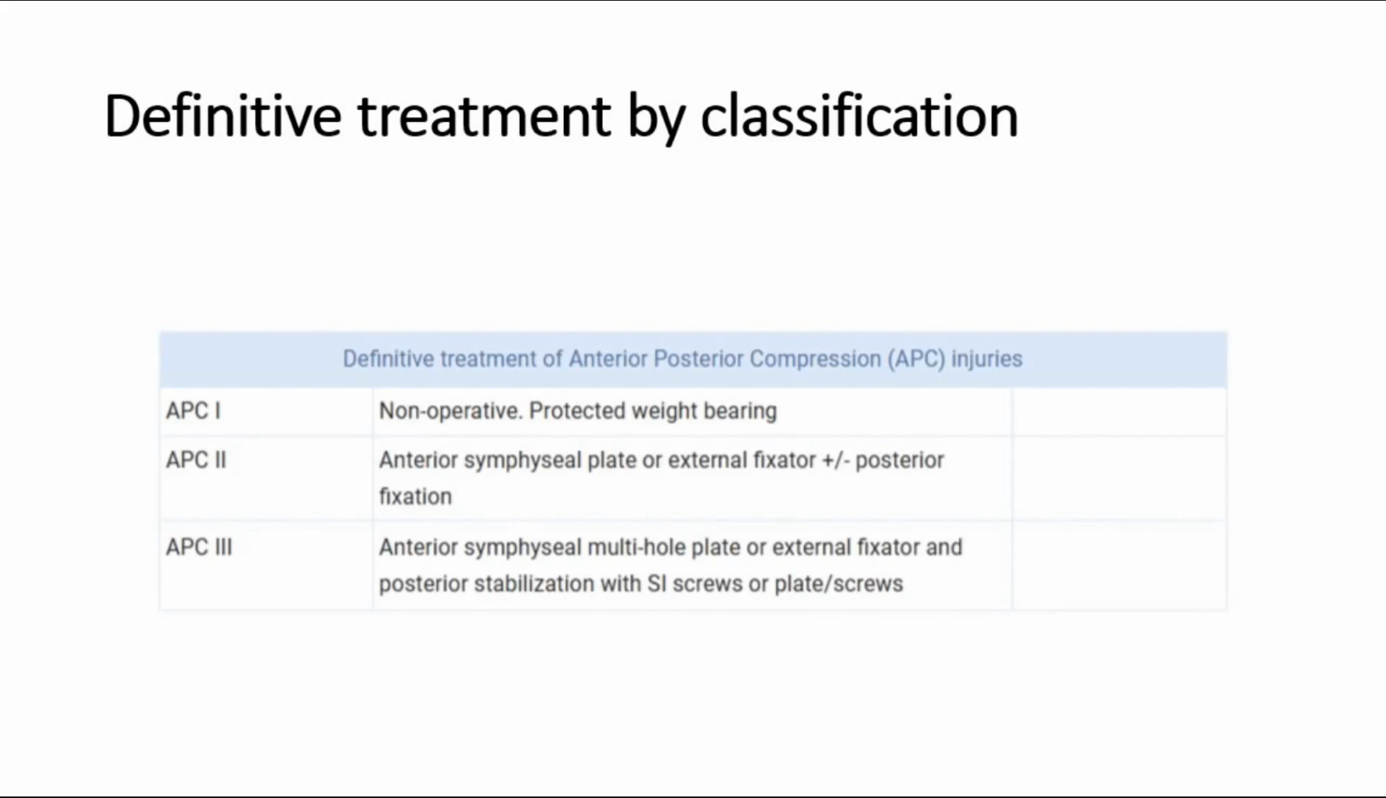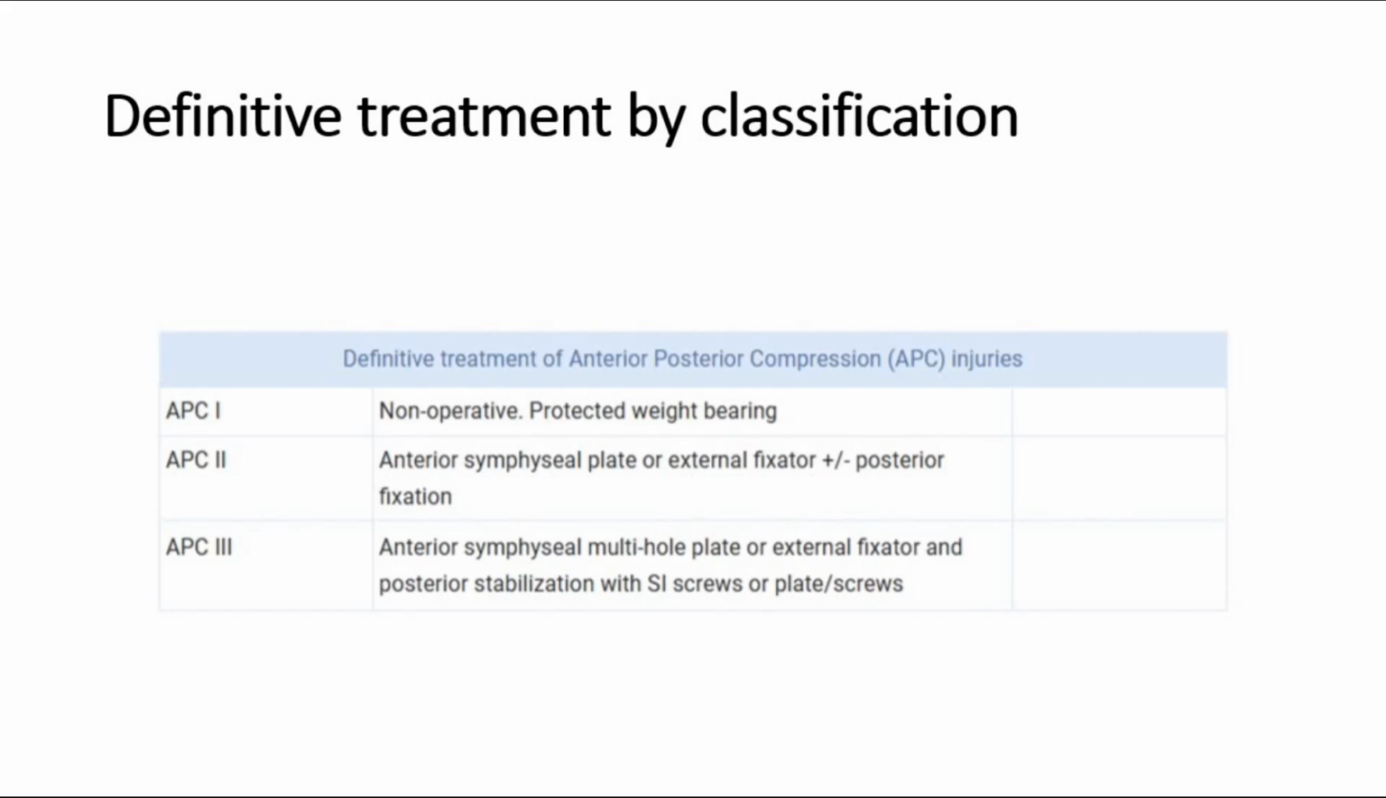For treatment, resuscitate the patient, apply pelvic binder or sheet, external fixation and angiography or embolization if indicated. The treatment is different based on the classifications of the pelvic ring injury. For APC1, non-operative, we just apply protective weight bearing. Whereas for APC2 and 3, anterior symphyseal plate or external fixator, and posterior stabilization.